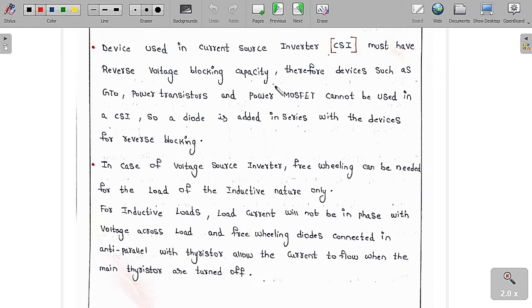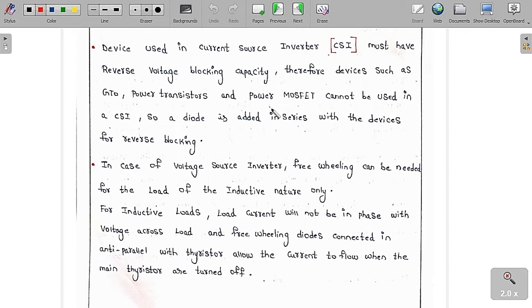Therefore, devices such as GTO, power transistors and power MOSFETs cannot be used in a CS side. So a diode is added in series with the devices for reverse blocking. If you want to use them, you have to connect a diode in series with them, and only then can you use them for CS side.